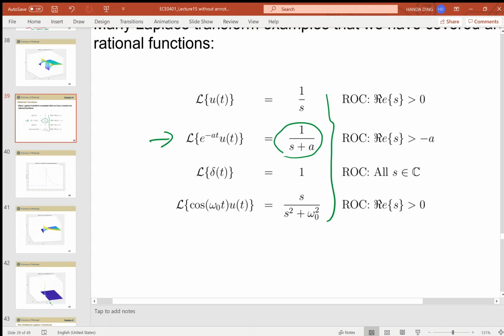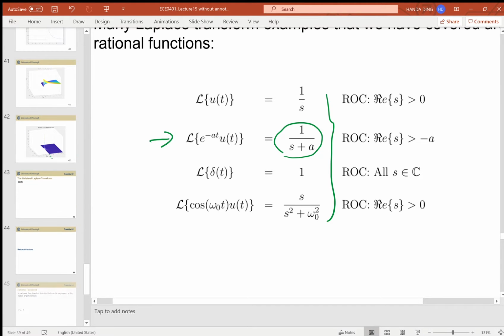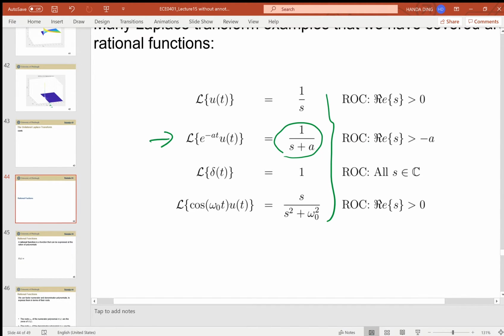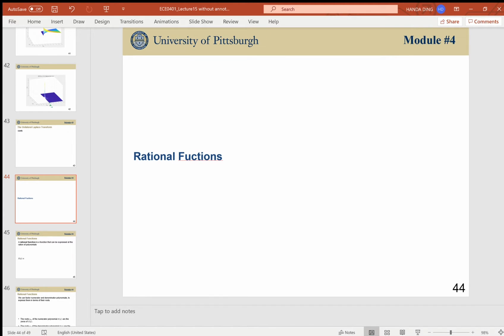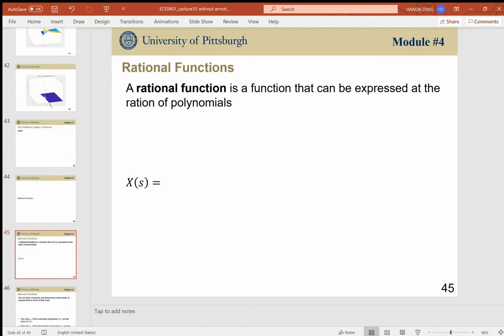Okay, so the very last section for today's lecture will be the rational function. So what is a rational function? A rational function is a function that can be described as the ratio of polynomials, with your numerator and denominator here.